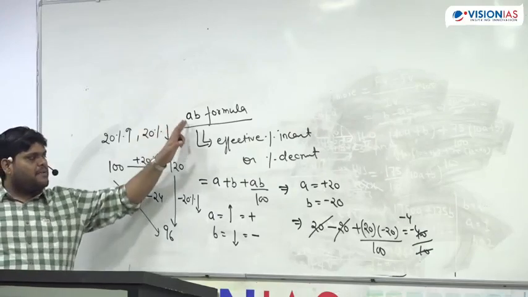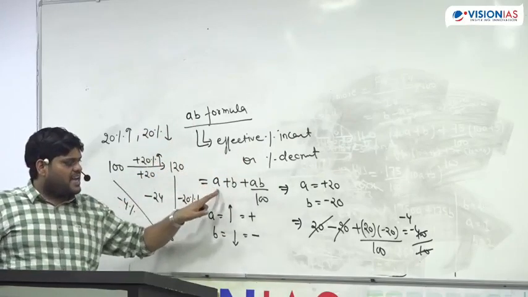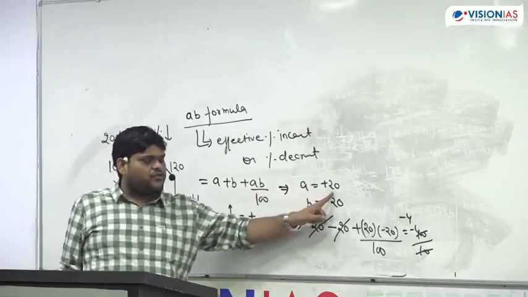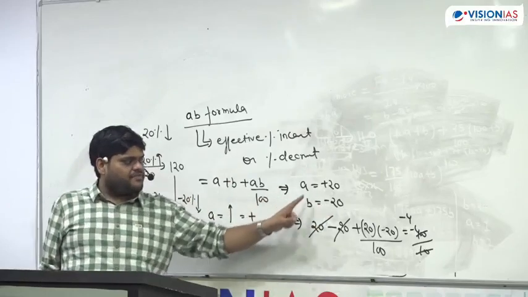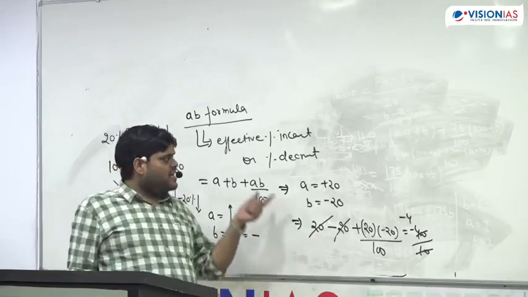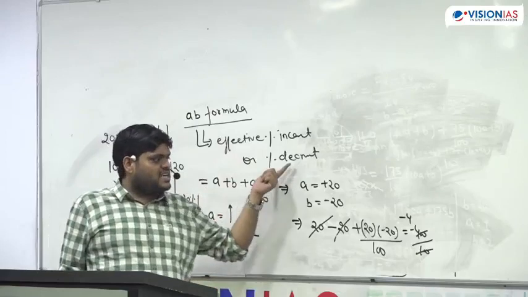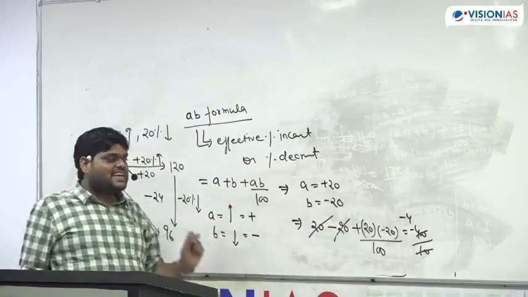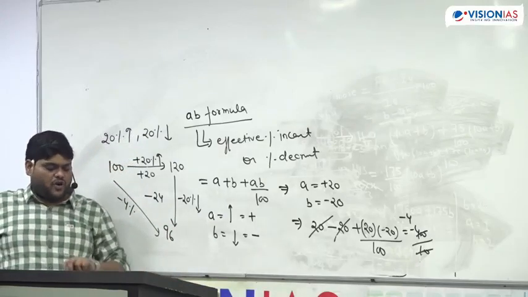Okay. AB formula, effective increment or decrement: we apply A plus B plus AB upon 100. There was an increment of 20% and a decrement of 20%. So A we have taken positive, B we have taken negative. How should we know whether it is an increment or decrement? Since the answer is coming as minus 4, that means there is a decrement of 4%.